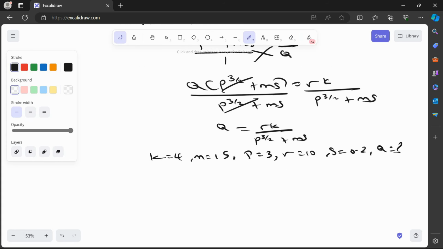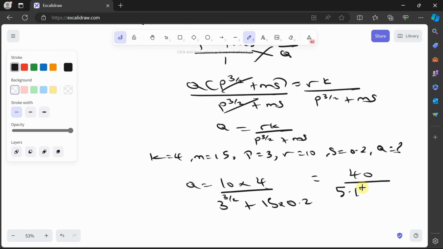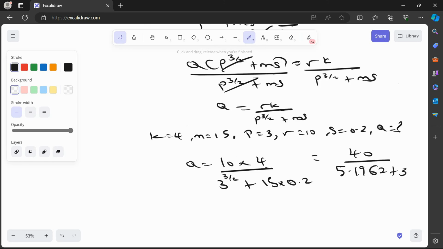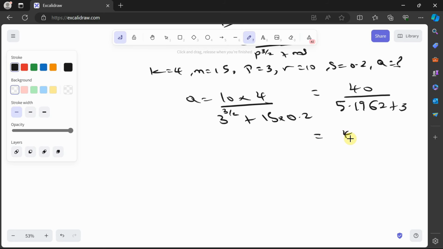All we need to do is just substitute. So that will be q is equal to r is 10, so that is 10 times k is 4 all over p is 3. So 3 raised to the power of 3 over 2 plus m is 15 times s is 0.2. So 10 times 4 is 40 all over 3 raised to the power of 3 over 2. That is 5.1962 plus 15 times 0.2, that will give you 3. So if I add this too, that will be 40 all over 8.1962.